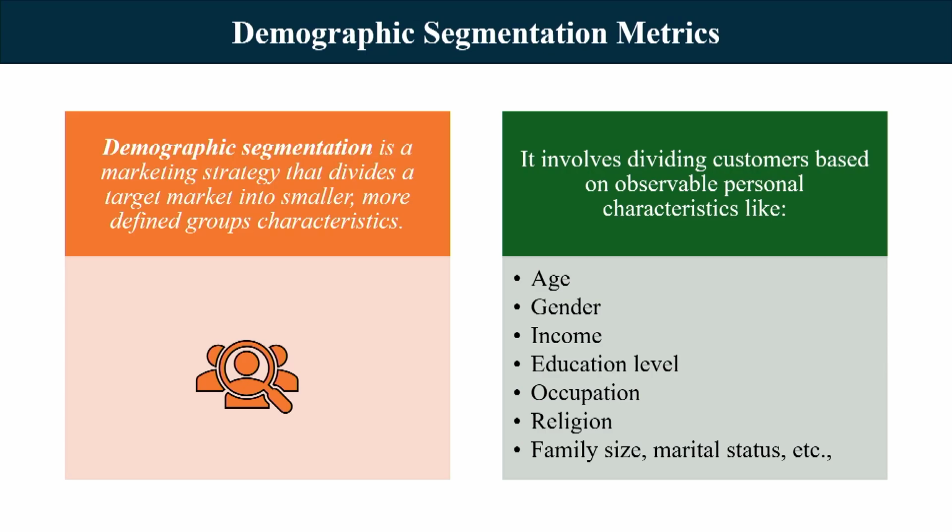Demographic segmentation is a marketing strategy that divides a target market into smaller, more defined groups. It involves dividing the customers based on observable personal characteristics such as age. This product is for young people, or this product will fit well with young people as compared to older people, right? Or let us say if somebody tries to sell an insurance product, probably this insurance product is for people who are married and having a kid, and who are above the age of 40.